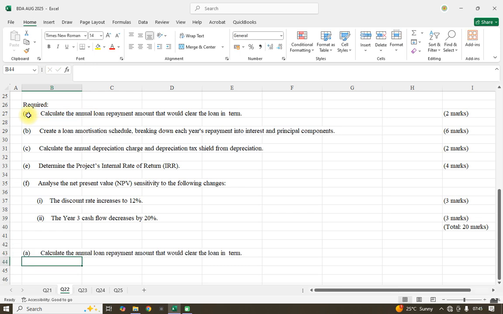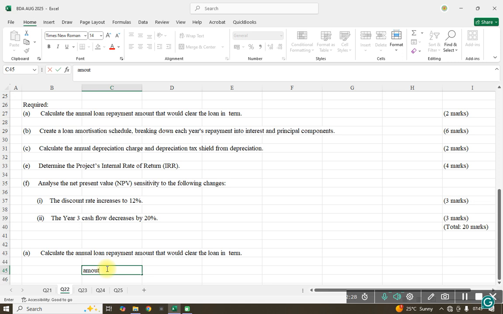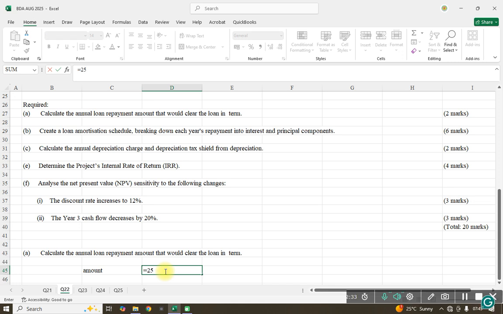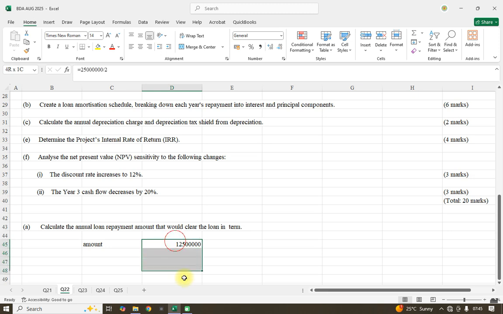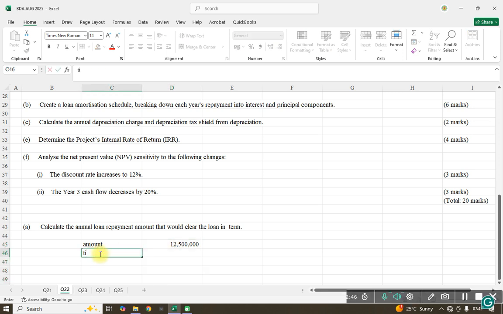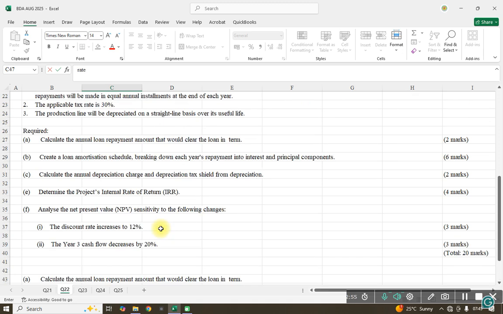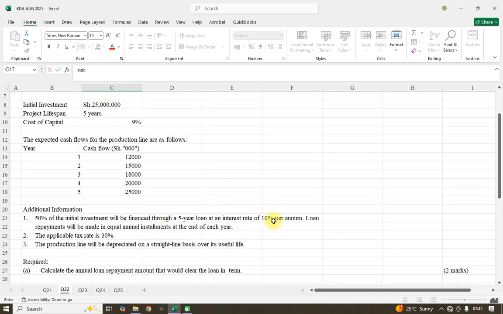the annual loan repayment. So you know the amount of our loan. Our amount is half, that is 25 million divided by 2, which will be 12,500. This is what will be the loan, half of it. Then the time or number of period, they are 5 years. In this case we are dealing with years. Then our rate, the rate is 10% here, the interest rate.